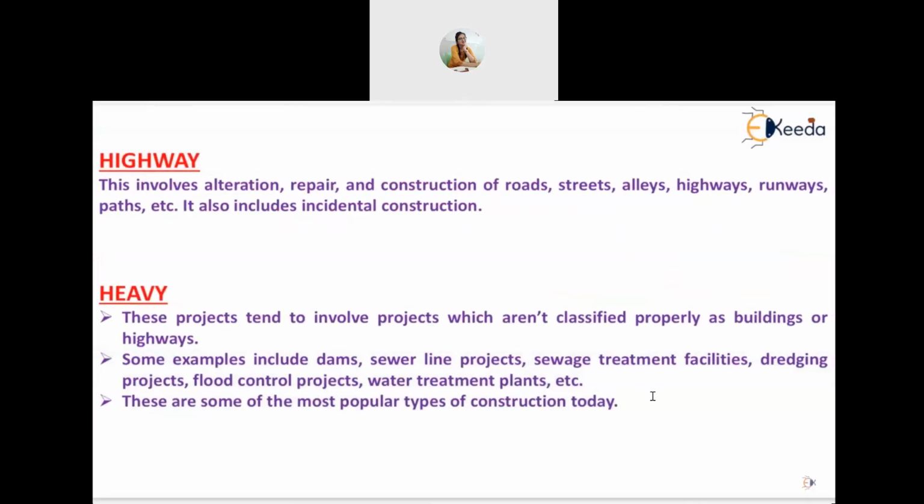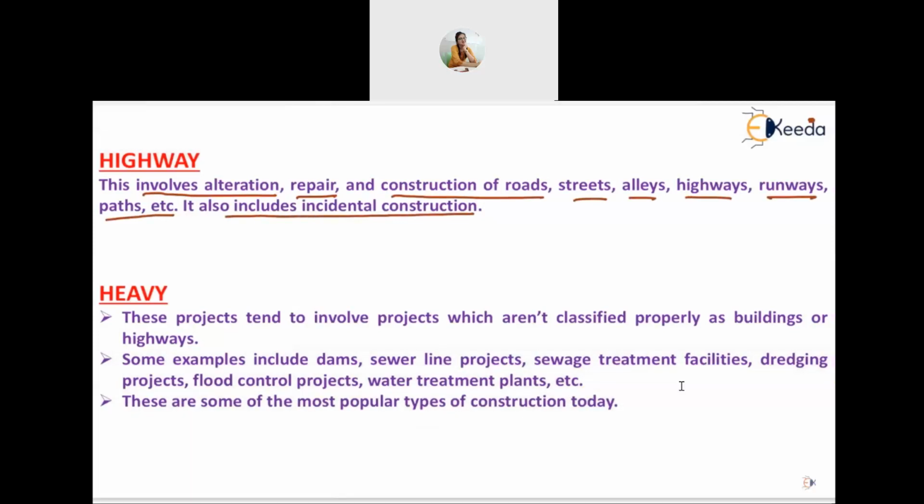Now the next type of project is highway project. These involve alteration, repair and construction of roads, streets, alleys, highways, runways, paths, etc. It also includes incidental constructions.